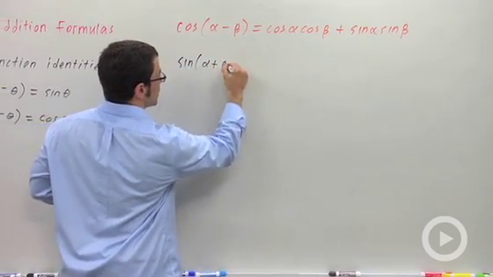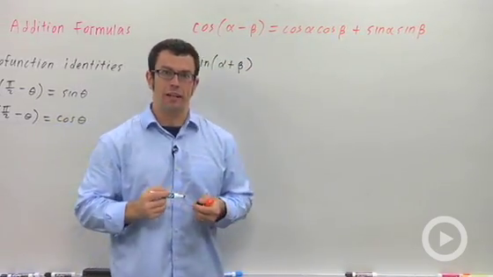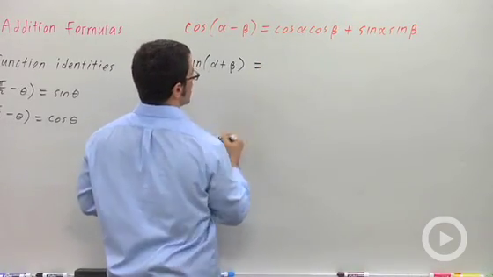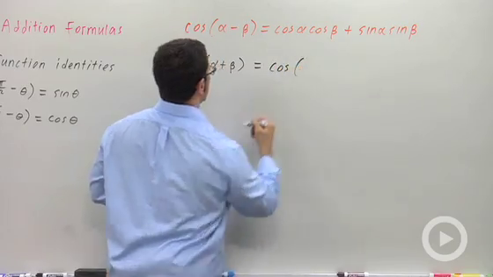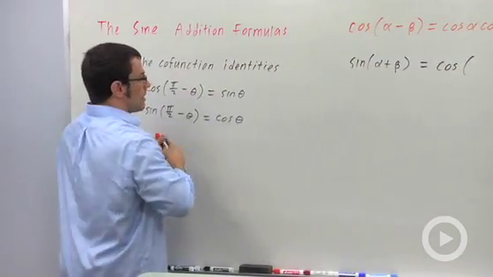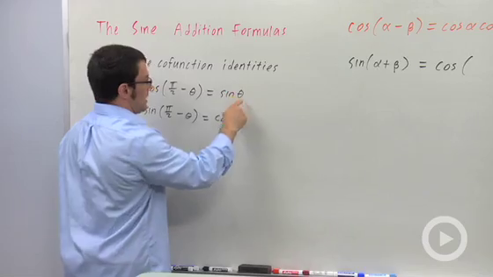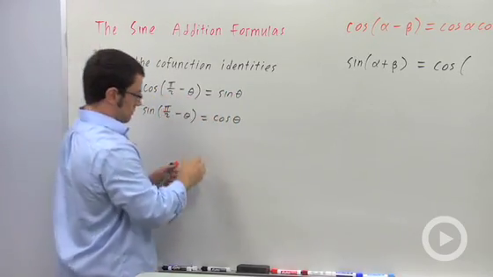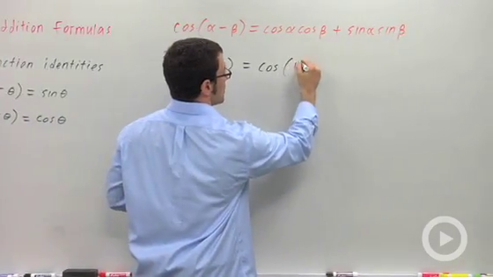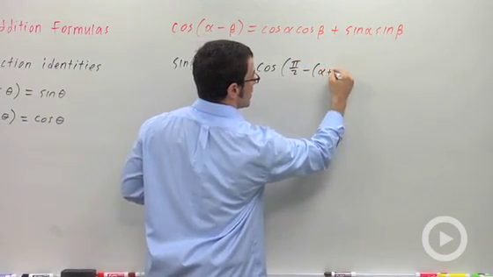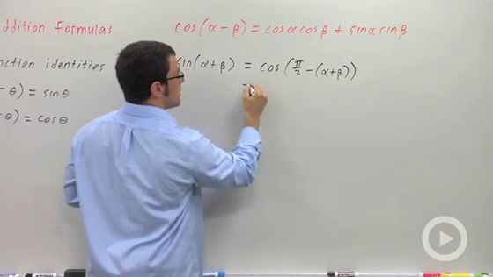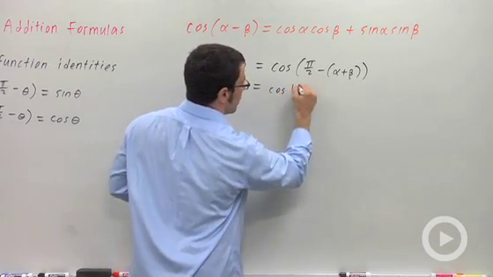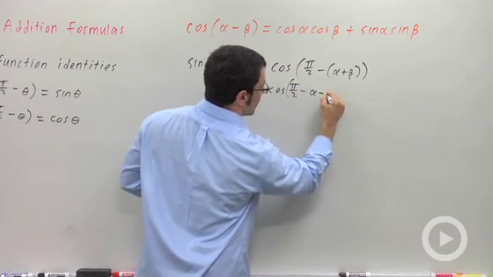This is the kind of thing we're looking for, the sine of alpha plus beta. So first thing we do is use a cofunction identity to rewrite this. Cosine, and back over here again, here my theta is going to be alpha plus beta. I'm going to get cosine of pi over 2 minus alpha plus beta. And I'll just distribute the minus sign over the alpha and beta, and I get cosine of pi over 2 minus alpha minus beta.